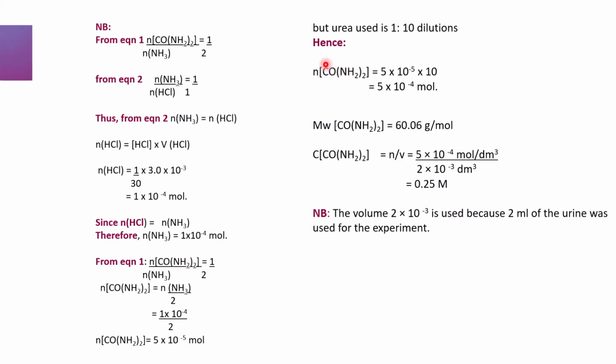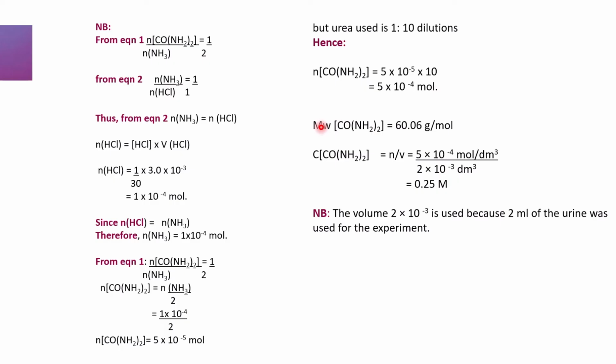But what we also have to note is that the urine containing the urea that we used was diluted. So we did a 1:10 dilution. So hence, to determine the actual moles of the urea present, we multiply the mole obtained over here times 10. So if you do this, we will see that the mole of the urea in our urine is 5 times 10 to the negative 4 moles.